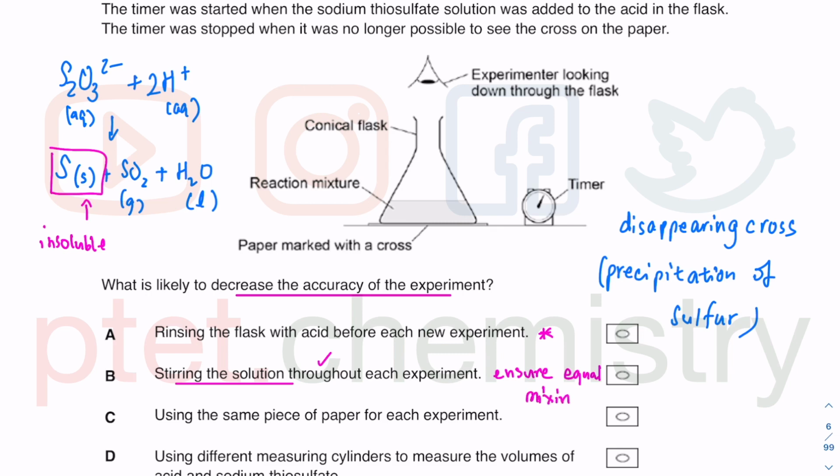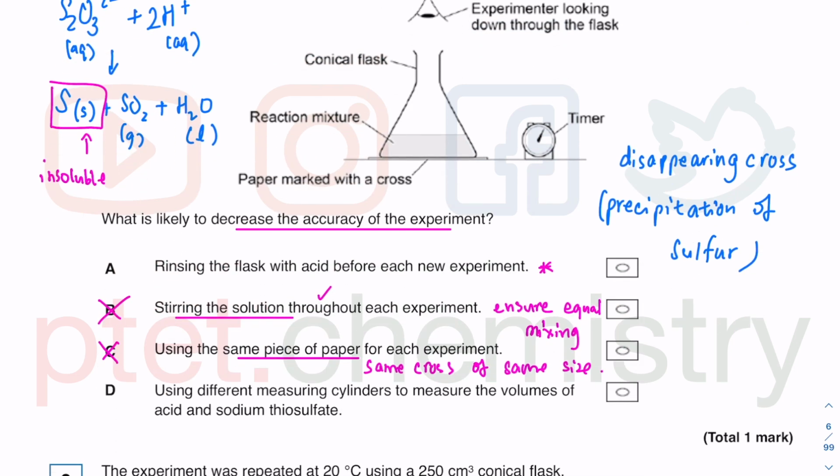So that one shouldn't affect your answer, so it cannot be B. Using the same piece of paper, you should, because sometimes the crosses are of different sizes. So this is the same cross of the same size. So how about D? Using different measuring cylinders to measure volumes.